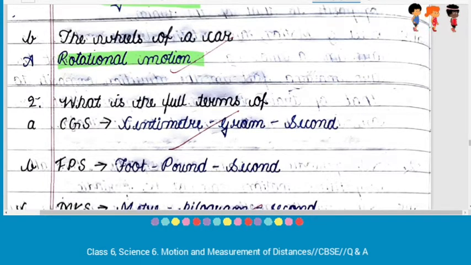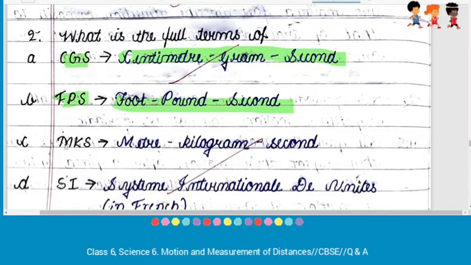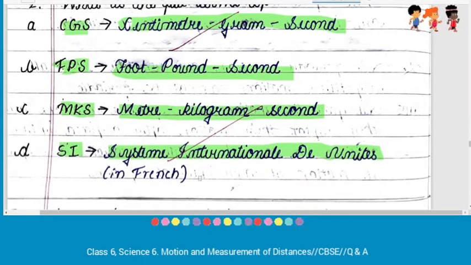Second question is, what are the full forms of CGS? CGS means centimeter gram second. FPS means foot pound second. MKS means meter kilogram second. SI means Système International d'Unités. It is in French.